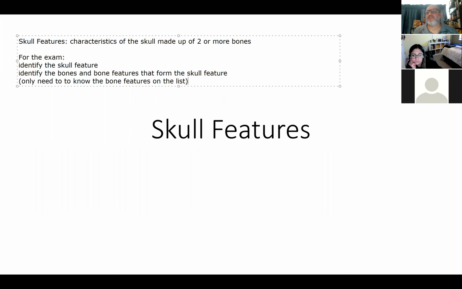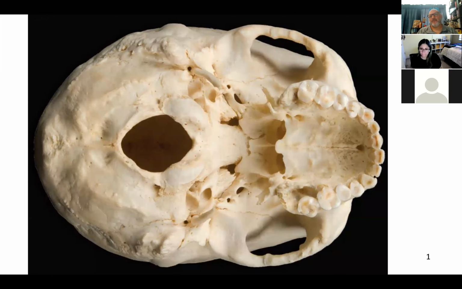So as someone pointed out, because I don't have the list in front of me, the first one was the hard palate. The hard palate, as we talked about, is what makes the roof of the mouth or the floor of the nasal cavity, depending how you think of it. And so this is it right here. I could have an arrow pointing here on the exam and ask you to identify the skull feature.